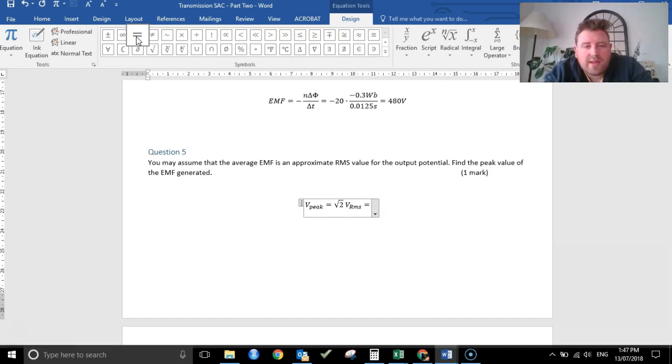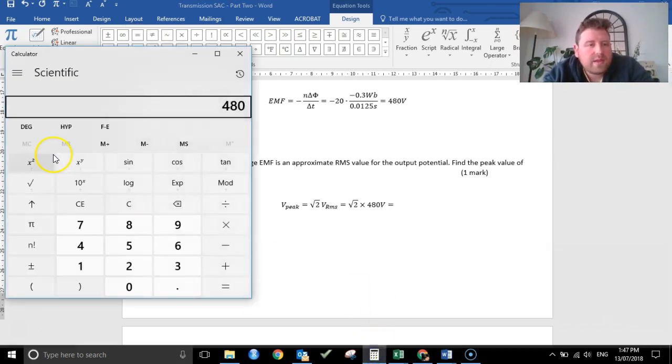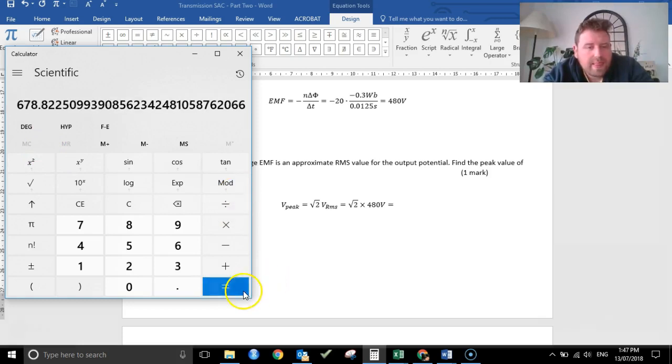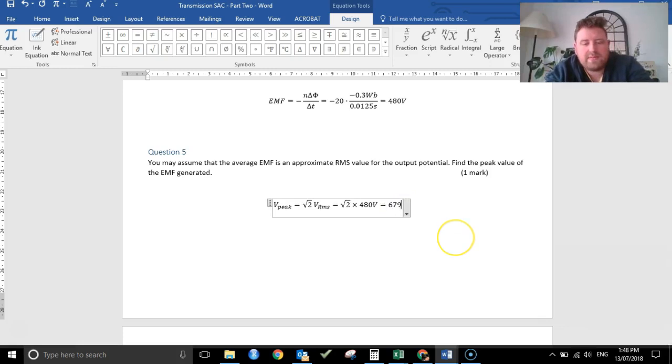So that's just going to be square root of 2 times 480 volts, and that comes out to, there we go, 679 volts.